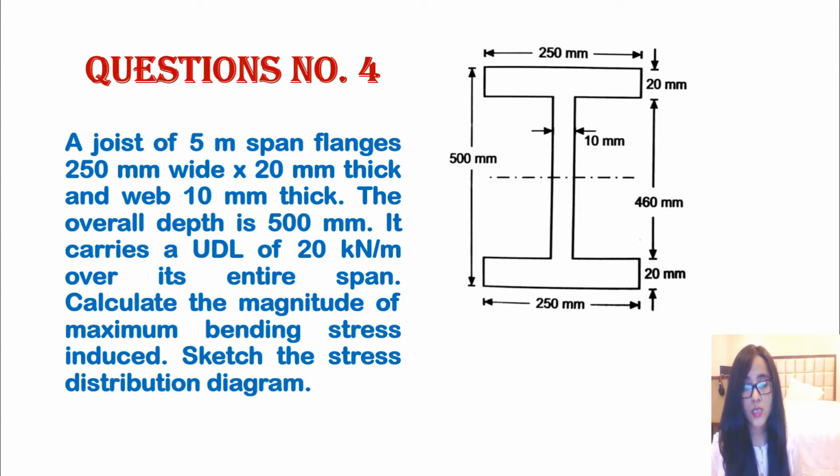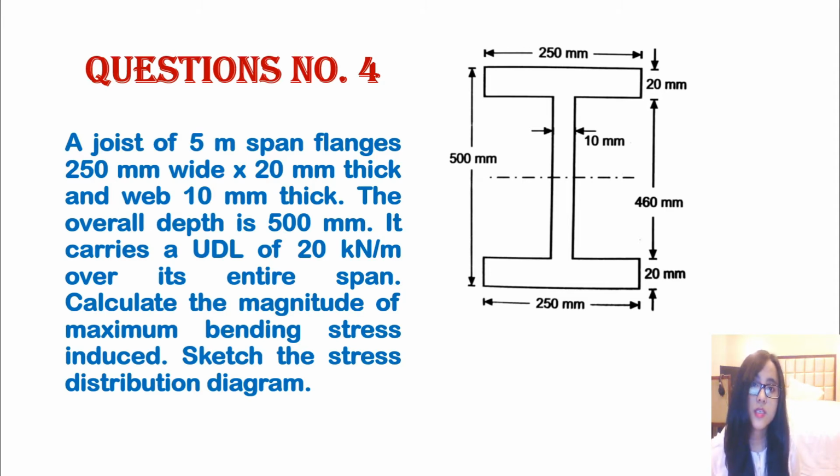let me read the statement. A joist of 5 meter span, flanges 250 mm wide and 20 mm thick and web 10 mm thick. The overall depth is 500 mm. It carries a UDL of 20 kN per meter over its entire span. Calculate the magnitude of maximum bending stress induced. Sketch the stress distribution diagram.